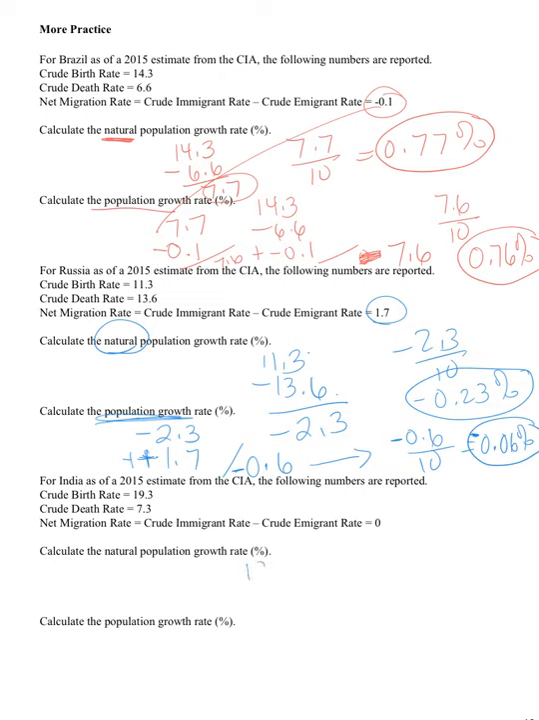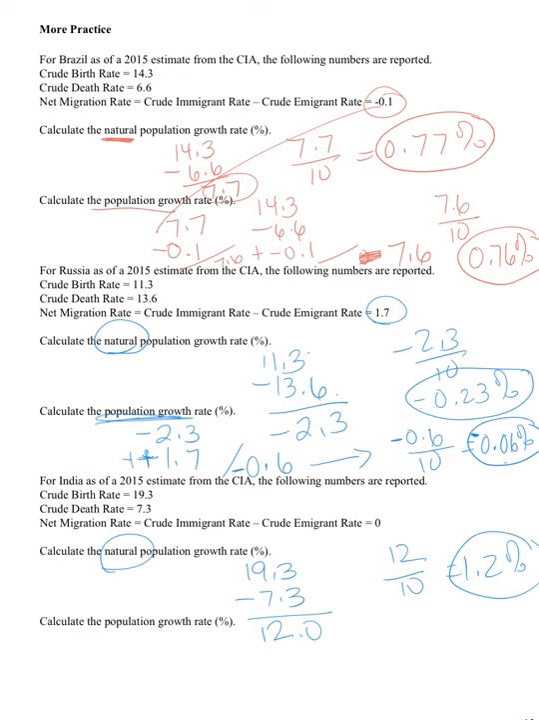Last one, for India, I have 19.3 minus 7.3, and it's once again natural, so it's just births minus deaths. I believe I will get an answer of 12.0. 12 divided by 10 gives me 1.2%. So again, sometimes you get a number bigger than 1, sometimes you get these decimals, sometimes you have these negative signs. So be aware, there's a lot going on in these problems.